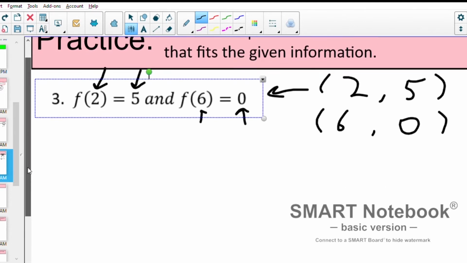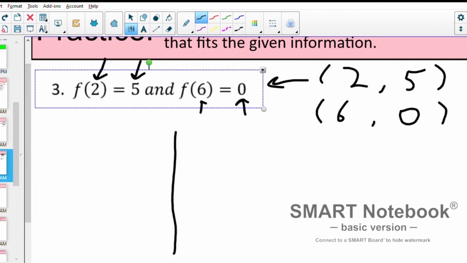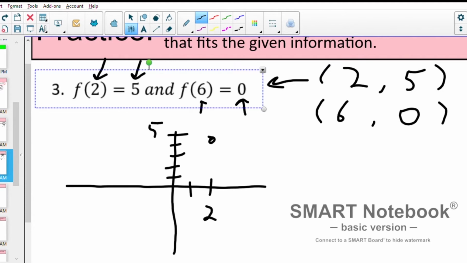So if we go ahead and put that in a graph, we get 2, 5, 1, 2, 3, 4, 5, be right there. So 2, 5, and 6, 0, 3, 4, 5, 6. So we're at 6, 0, which is right there. So we do not have our y-intercept again. We're going to find our slope, and then we will use point-slope form. So let's take a look.